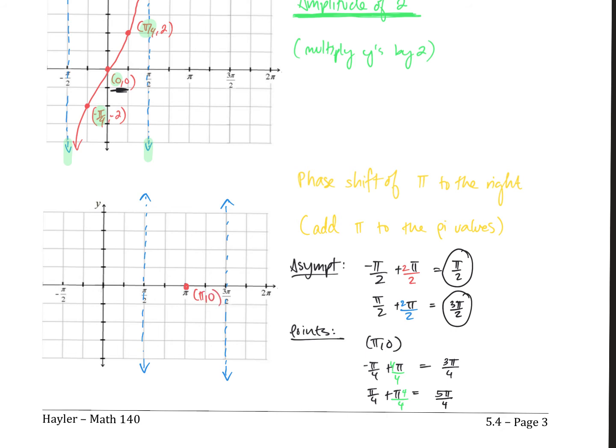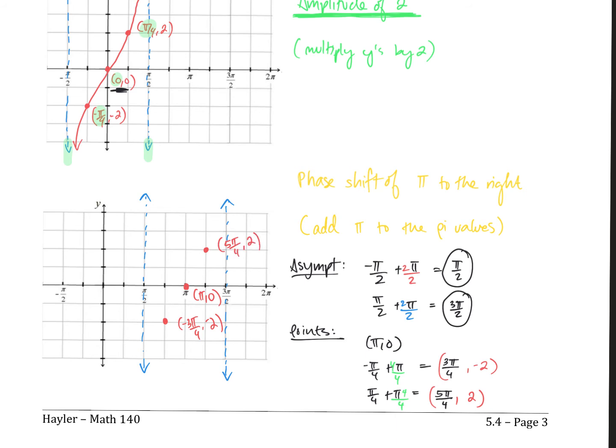Next, we had the point negative pi over 4, which got shifted over. So that's going to be negative 3 pi over 4, negative 2. So that'll be down here. Negative 3 pi over 4, negative 2. And then lastly, our other point is 5 pi over 4, positive 2. 5 pi over 4, positive 2.